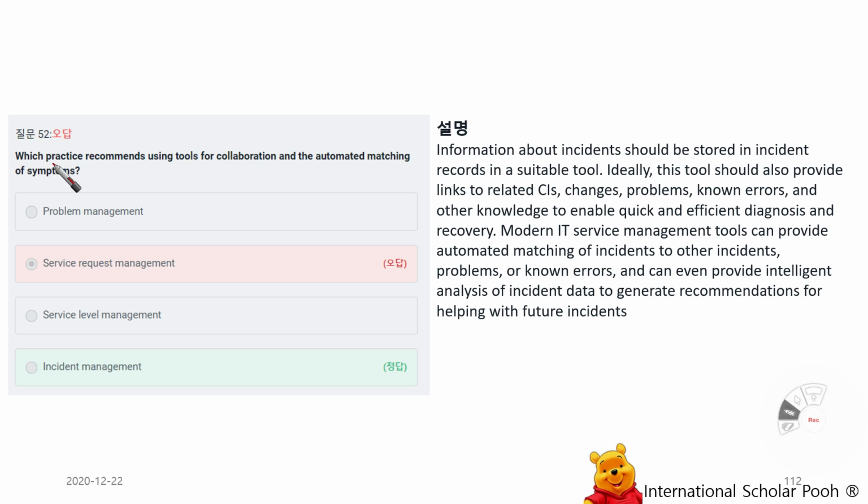Which practice recommends using tools for collaboration and the automated matching of symptoms? Incident management. Information about the incident should be stored in an incident record, which is a suitable tool. Ideally, this tool should also provide a link to related CIs, changes, problems, known errors, and other knowledge to enable quick and efficient diagnosis and recovery. Modern IT service management tools can provide automated matching of incidents to other incidents, problems, or known errors, and can even provide intelligent analysis of incident data to generate recommendations for helping with future incidents.